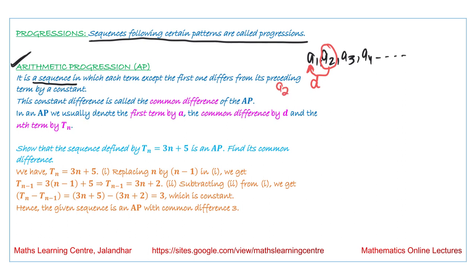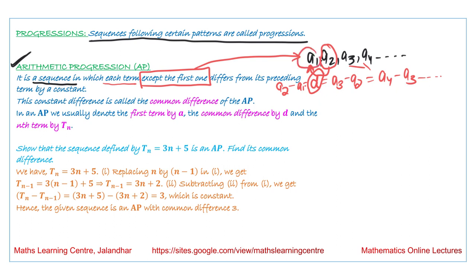We are saying a2 minus a1 is equal to d. Similarly, this is equal to a3 minus a2, this is equal to a4 minus a3, and so on. This d may be positive, this d may be negative. So we are saying a sequence in which each term except the first one, as there is no previous term to the first term, differs from the preceding term by a constant, and that constant we denote by d, and it is called the common difference.